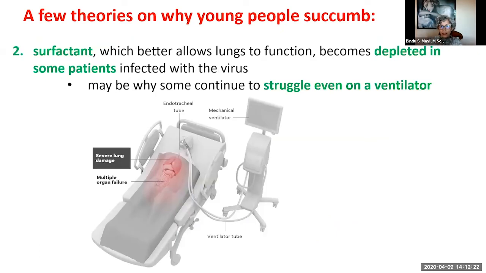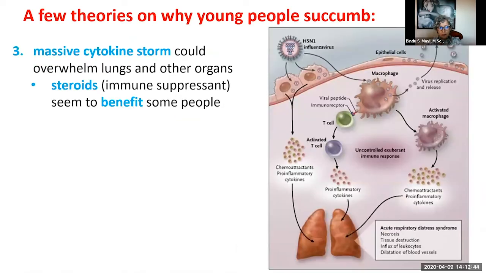Another theory is that the surfactant, which allows our lungs to function, may become depleted in some patients that are infected with the virus. We are still trying to figure out why that happens. But this may be why some individuals, some patients, continue to struggle even when they are put on a ventilator that should be helping them get enough oxygen into their system.